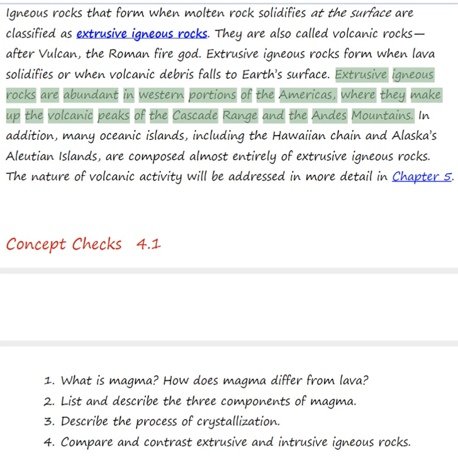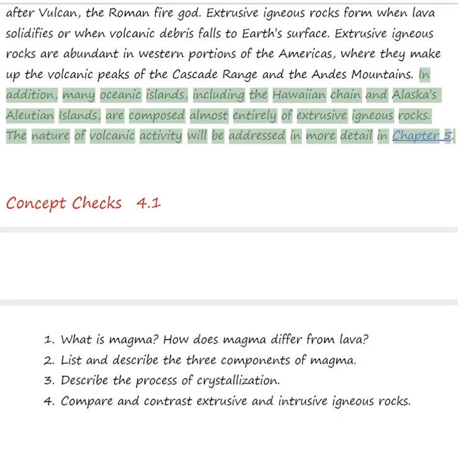Extrusive igneous rocks are abundant in western portions of the Americas, where they make up the volcanic peaks of the Cascade Range and the Andes Mountains. In addition, many oceanic islands, including the Hawaiian chain and Alaska's Aleutian Islands, are composed almost entirely of extrusive igneous rocks. The nature of volcanic activity will be addressed in more detail in Chapter 5.